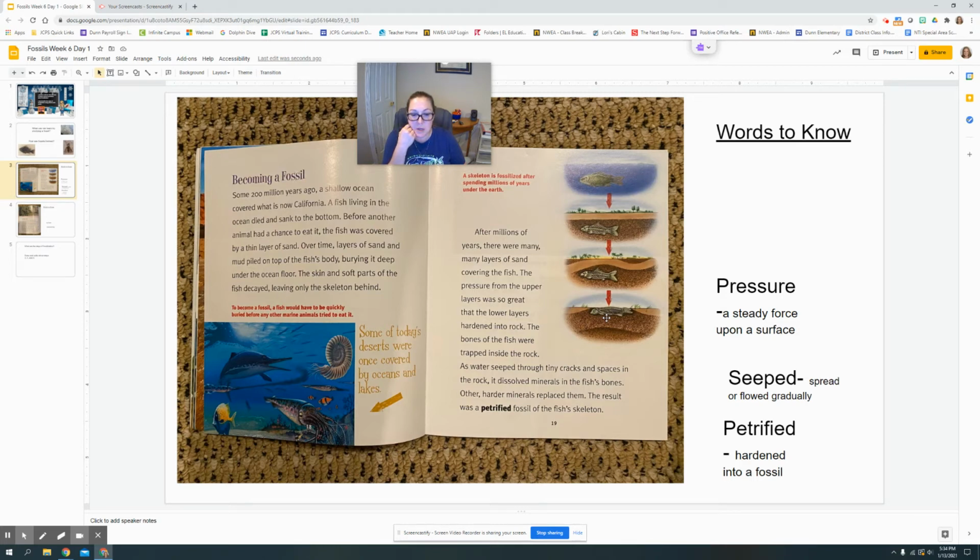So slowly, because we know this step is happening slowly too. Slowly, water seeped, we could use the word seeped, into the rock and dissolved the fish's bones. That would be a good 4th step.